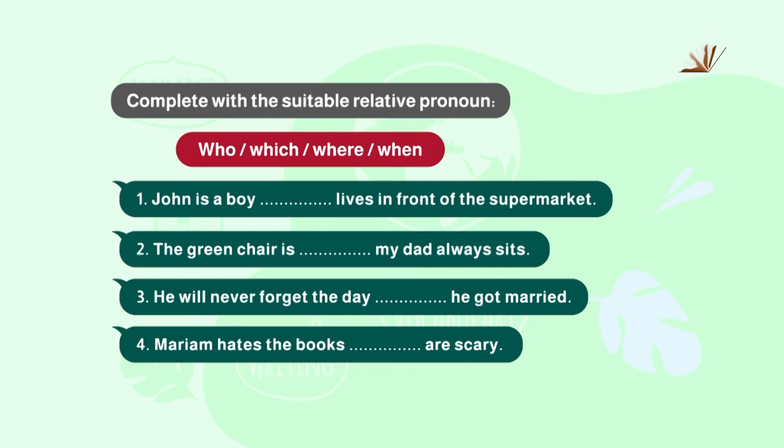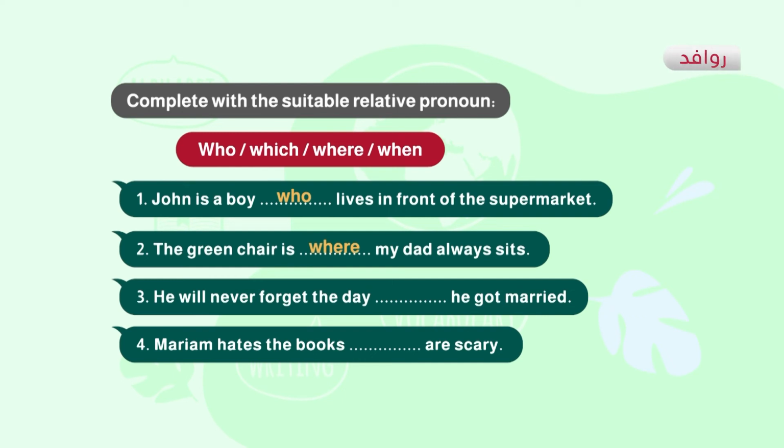Number 1. John is a boy, space, lives in front of the supermarket. John here is a person, so we use who. John is a boy who lives in front of the supermarket. Number 2. The green chair is space my dad always sits. Yes, the green chair is where my dad always sits.